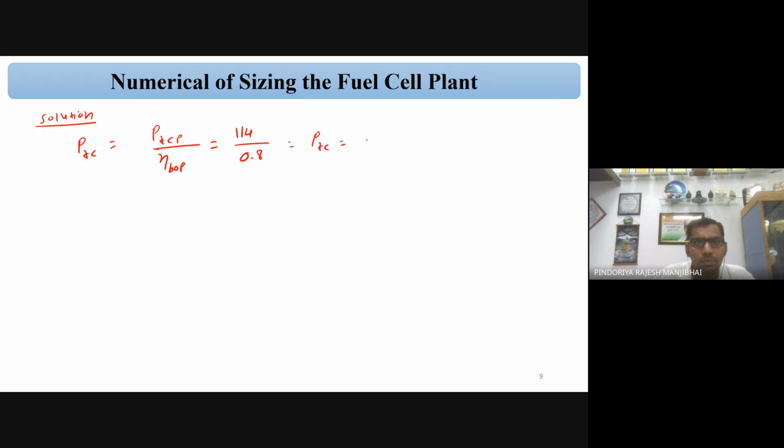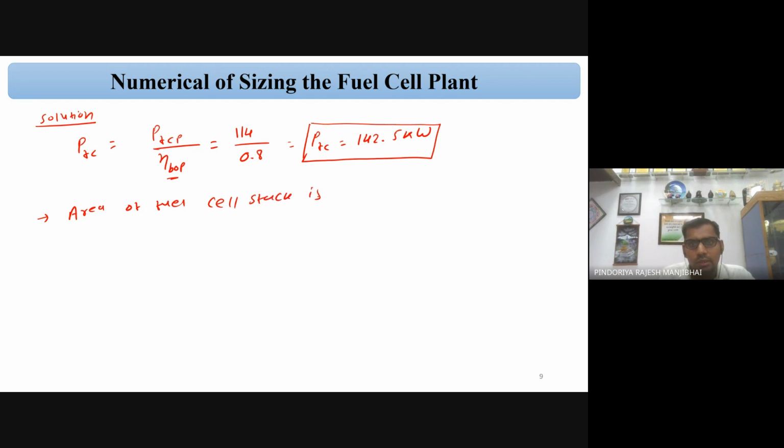So PFC, that is the fuel cell power, is 142.5 kilowatt. I will add this one, NBOP, the balance of the power efficiency, which is 0.8. Okay, it is missing in the numerical, I will add it. So that is the fuel cell power. Now we have to calculate the area, because our main task is the area of the fuel cell.